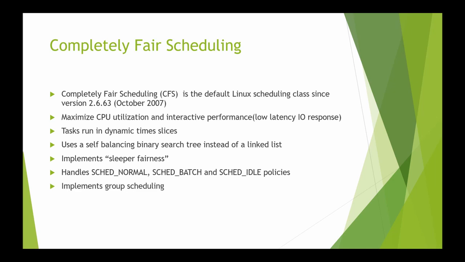Completely fair scheduling also implements group scheduling. Group scheduling is that when a process spawns several threads, the threads share the time allocated to their parent process, as opposed to getting a shared slice from the total amount of CPU time. Finally, tasks in completely fair scheduling are always given a static priority of 0.